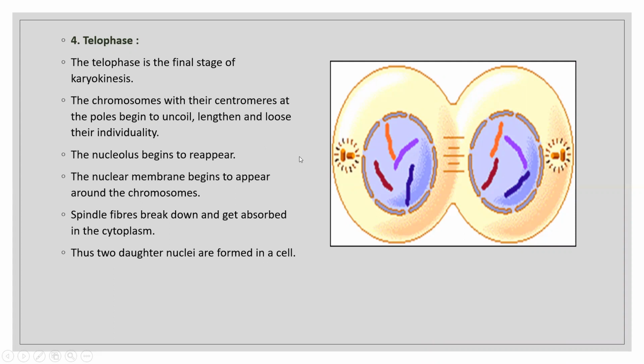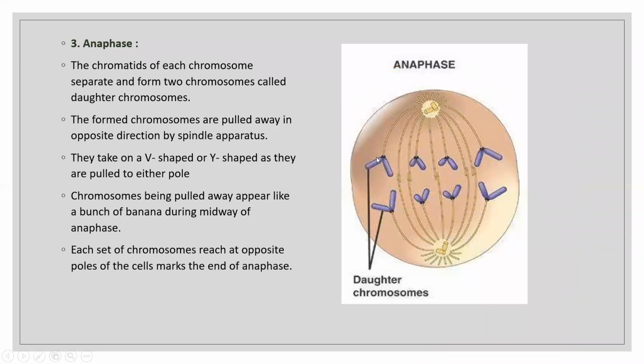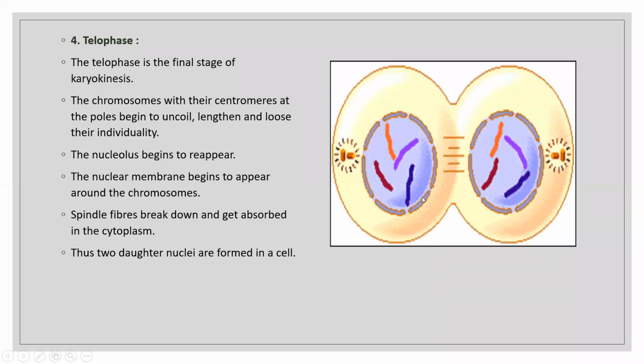Now, in late anaphase, we had seen that the daughter chromosomes reach the opposite poles. You can see, this was the metaphasic plate in metaphase. Then in anaphase, all the daughter chromosomes reach the opposite poles. Now when they reach the opposite poles, what happens? The chromosomes uncoil themselves, and they become long, thin, thread-like structures.